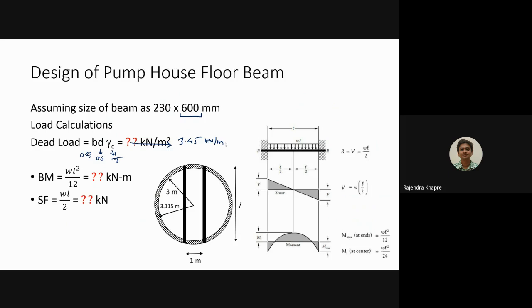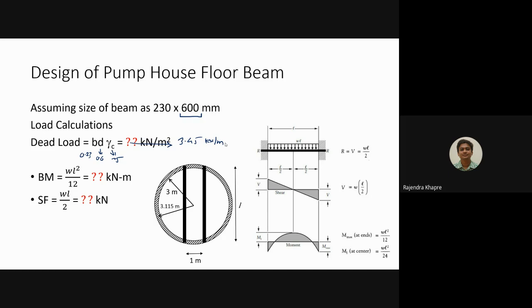If you refer to the figure on the right hand side, this is basically a fixed beam. Both ends are fixed and it is subjected to a simple UDL. This UDL is only due to the dead load. Based on that, now you can calculate the shear force and bending moment. Shear force will be simple, WL divided by 2. Now what L do you have to take?